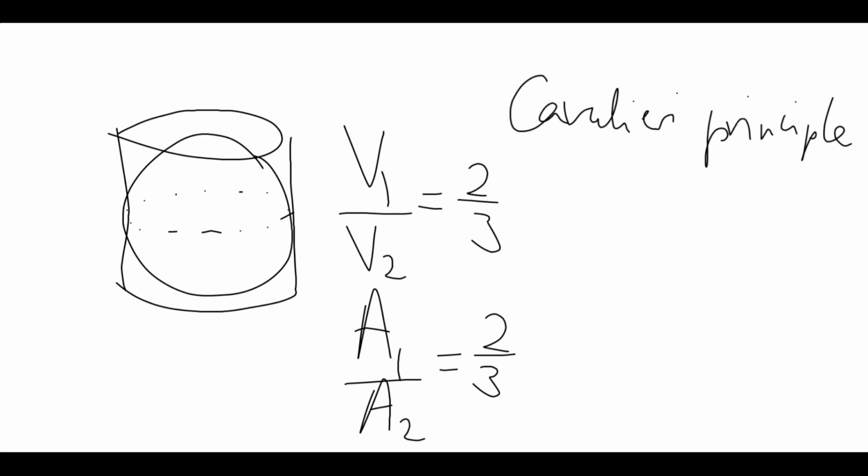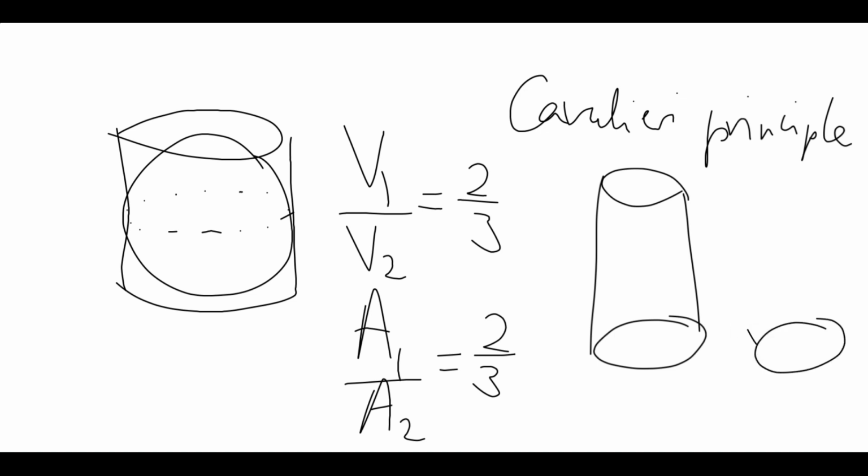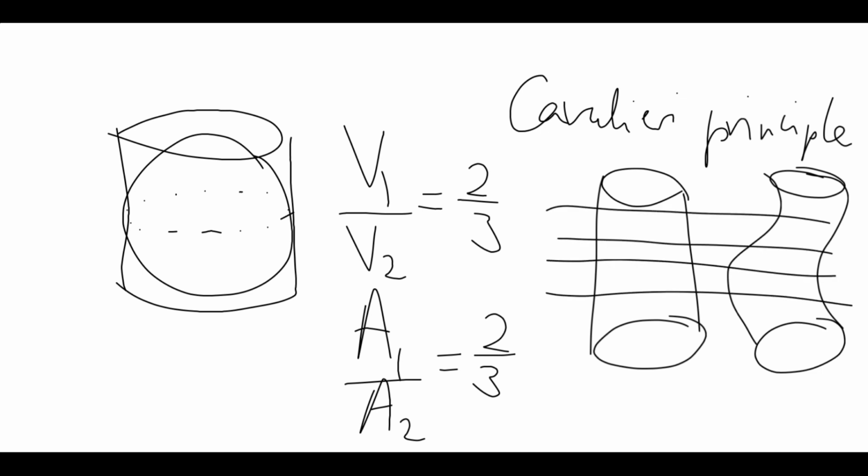The idea is that if you have two solids, so for example a cylinder like this and some weird shape like this, and if at every height the cross-sectional areas are equal, then the volumes are equal. So in terms of calculus, which is the language we would use nowadays, we would say that you're essentially integrating the cross-sectional areas to get the volume.